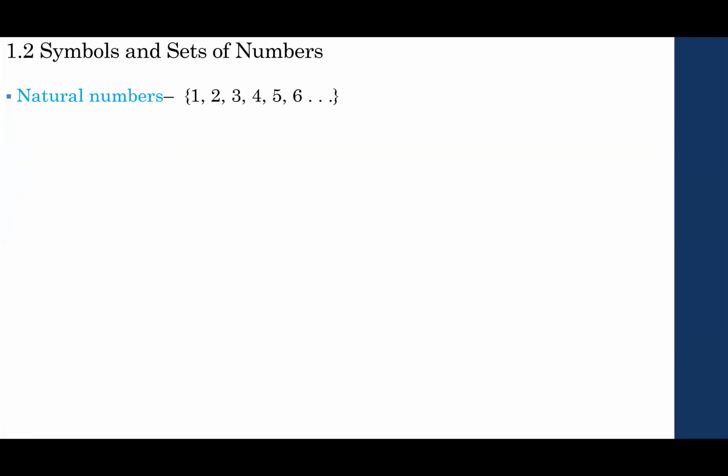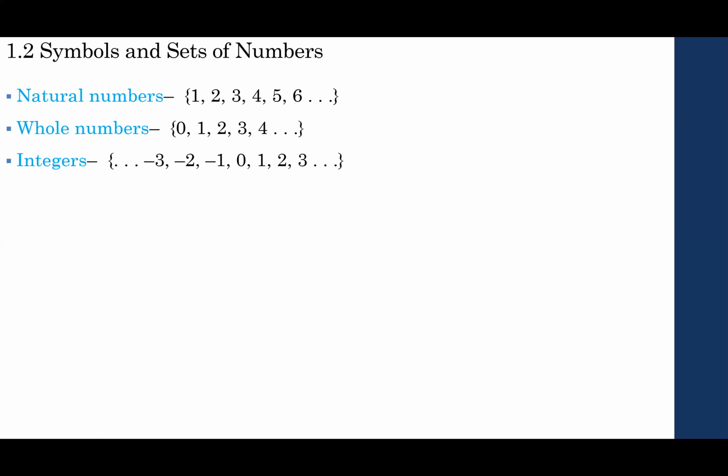So natural number is basically 1 all the way to positive infinity, right? So natural numbers are 1, 2, 3, 4, 5, 6, 7, all the way up to some humongous positive number. The whole number basically includes 0, right? Natural number does not include 0. The whole number includes 0 all the way up through your positive numbers.